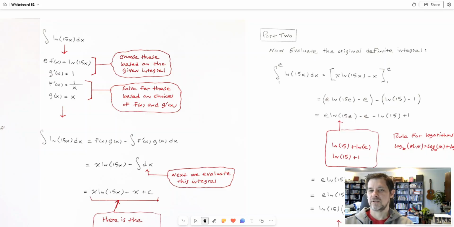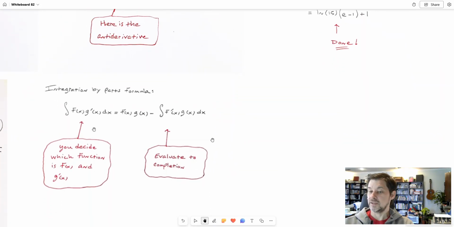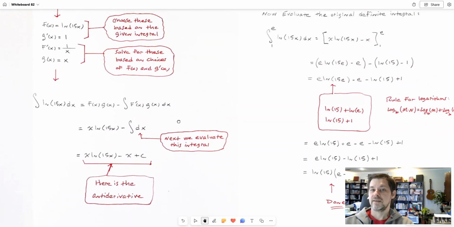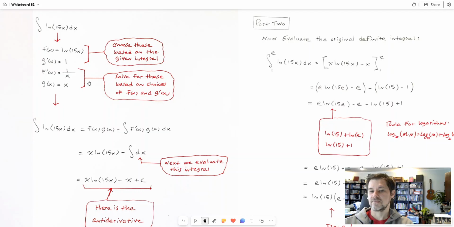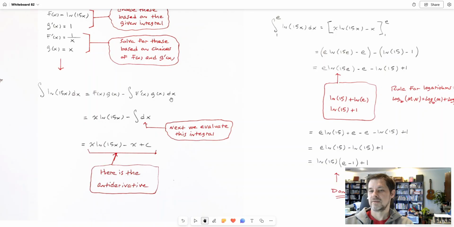Okay, so I choose f and g prime, and then based on those choices I solve for f prime and g. And that is everything we need to know to complete the integration by parts formula. Now, if I use these in that formula, I'll get this, which is x natural log 15x minus 1 over x times x, but that's just 1. So this turns out to be just 1 times dx.